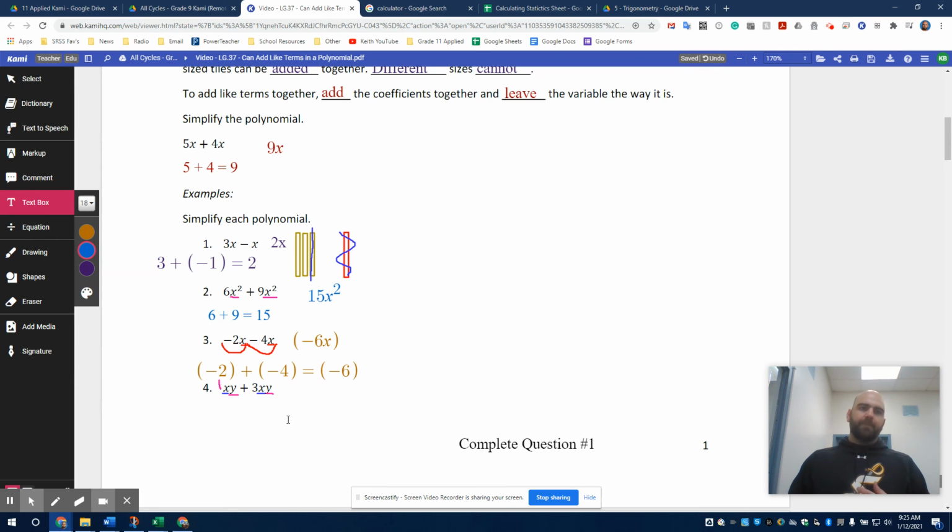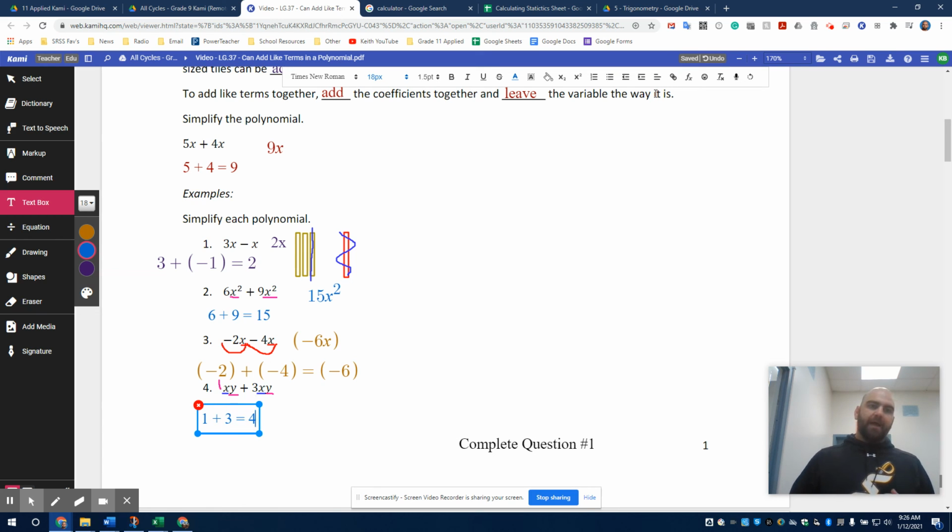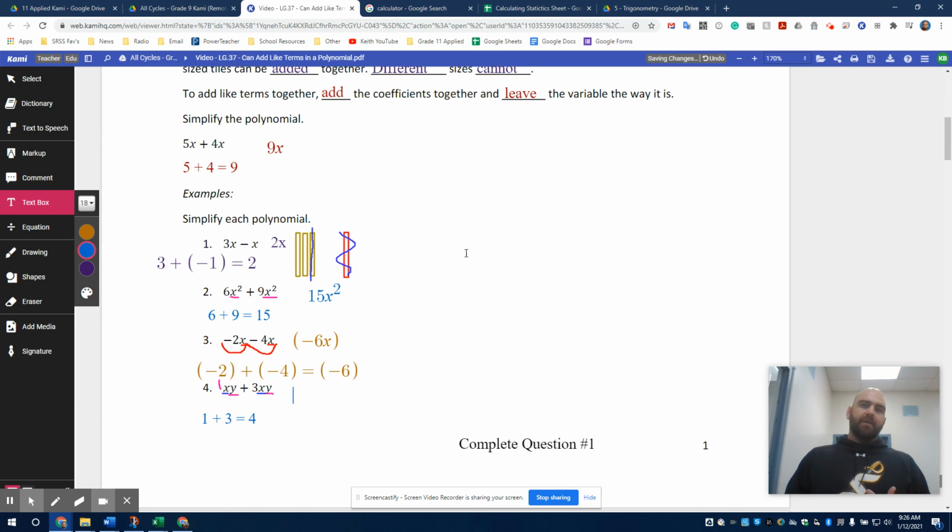So what we're going to have here is 1 plus 3, and that's going to give us a total of 4 of them. So our final answer then is 4xy. So there's 4 groupings of x times y. We had 1 to start, 1 in the front, and we had 3 behind, and we add them together, and we get 4 of them.